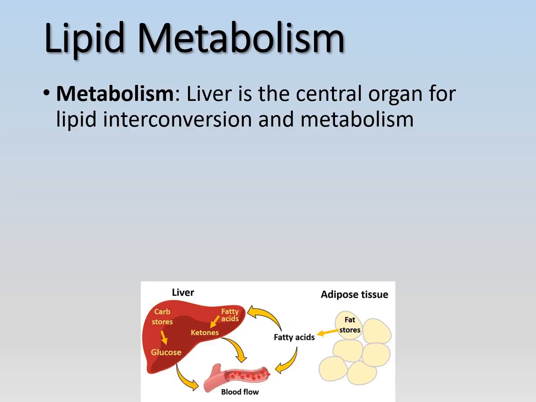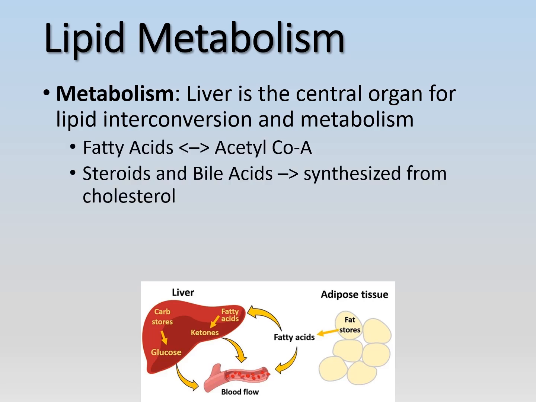So where is all this lipid metabolism happening? Well, it's really happening in the liver. The liver is really the central organ for lipid interconversion and metabolism. So we said that we can use fatty acids in the cell cycle, right? We turn it into acetyl-CoA and that can enter the Krebs cycle, which will then give us energy.